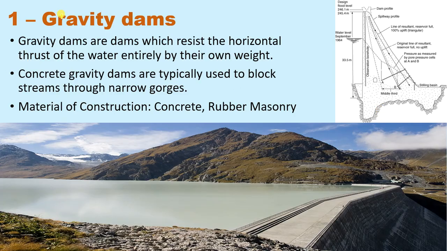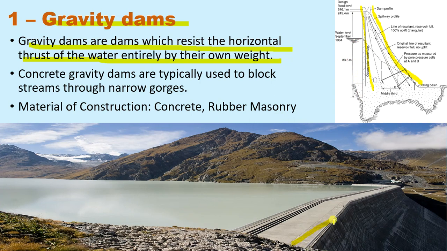That is the first one, gravity dams. Gravity dams are dams which resist the horizontal thrust of water entirely by their own weight. As you can see here, the construction of the dam is this way. The front facing water side is particularly vertical.